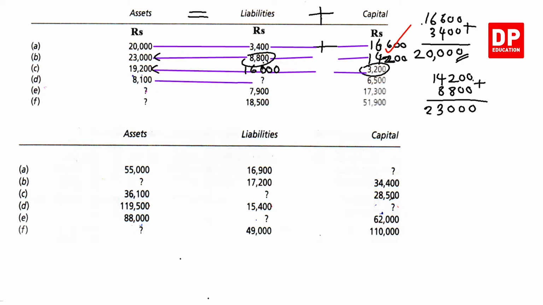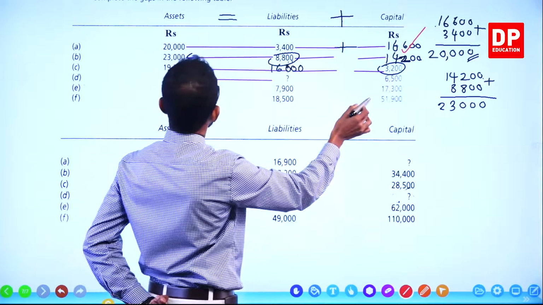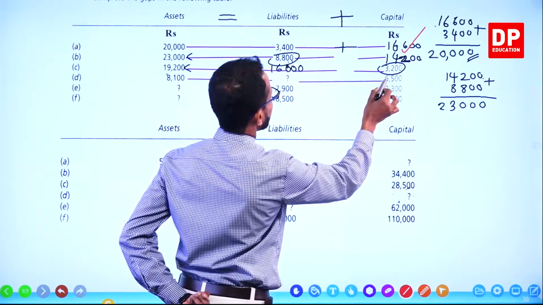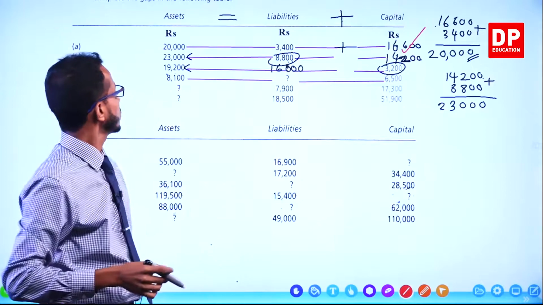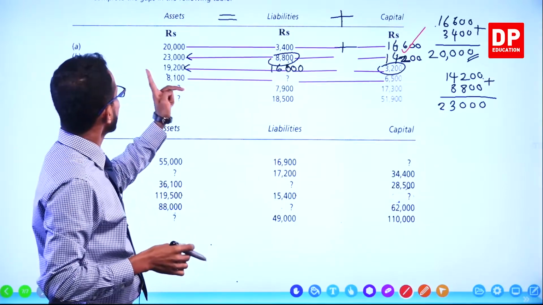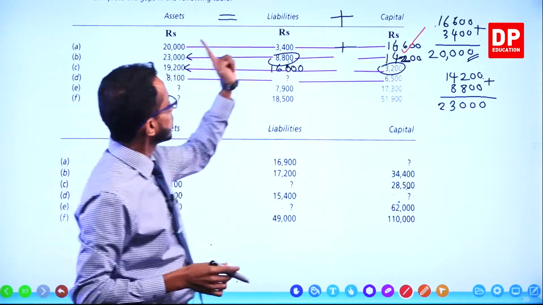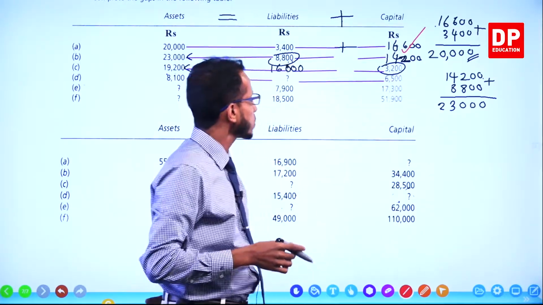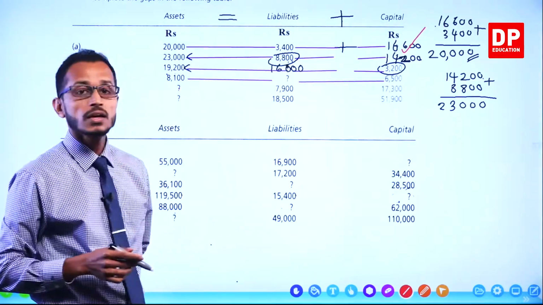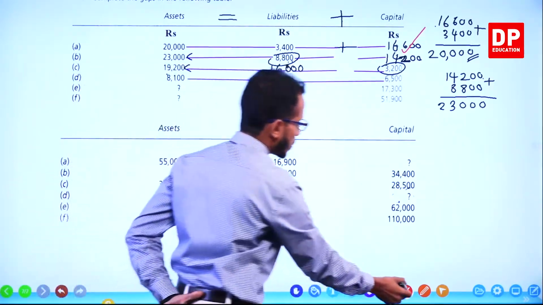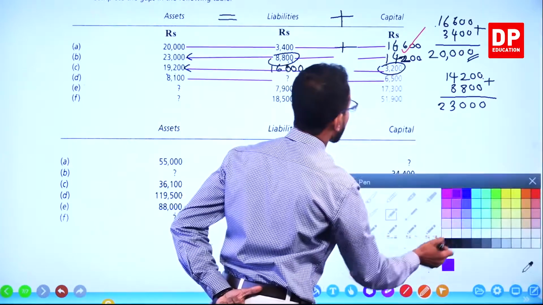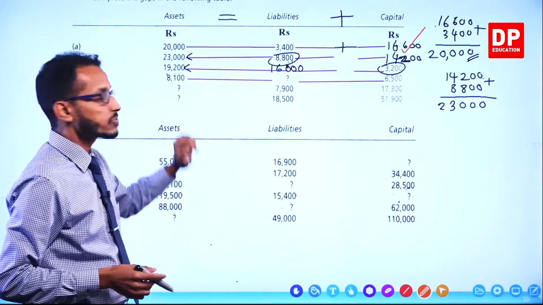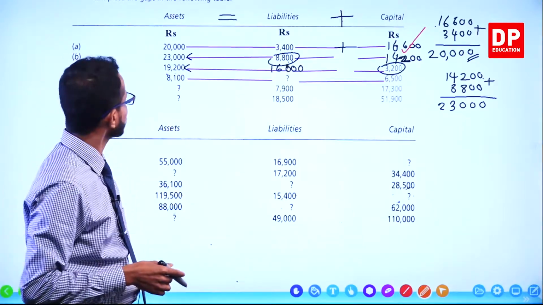Next one. 8,100 worth of assets are here. We don't know the liabilities, but capital we have 6,500. Out of the assets 8,100, 6,500 is invested by the owner, capital. So how much should be here? 6,500 minus from 8,100.